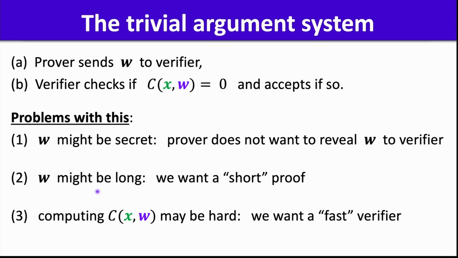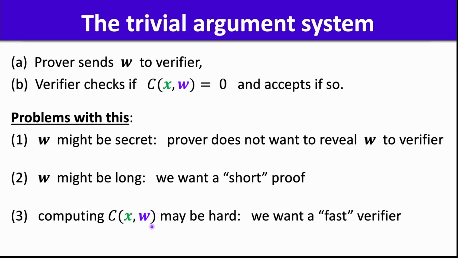Second of all, the witness might actually be quite large, as in our example of a hash function where the witness was actually a gigabyte long. We want a very short proof, not something that's as long as the witness. And finally, the verifier has to compute the entire circuit. The verifier has to compute that C(X, W) is equal to 0, but computing C(X, W) might be difficult.